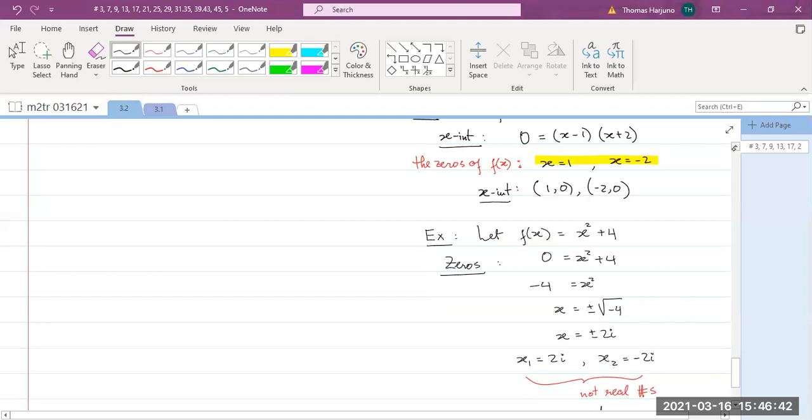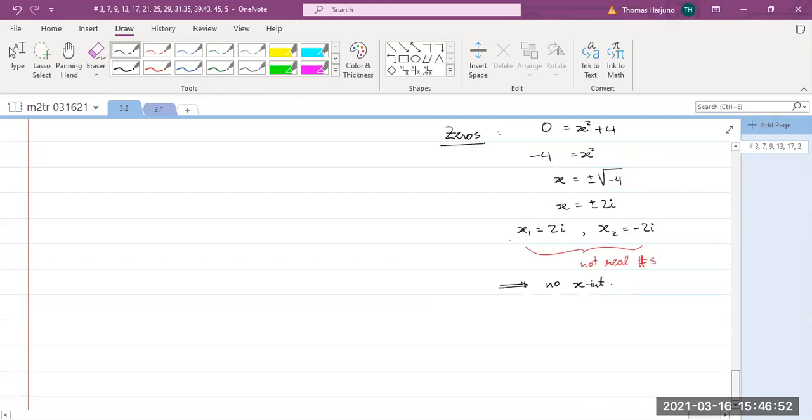Now, an x-intercept has to be a real number, comma 0, so that you can plot it on the coordinate system, right? You cannot say the x-intercepts are 2i, comma 0, and negative 2i, comma 0. No, try to plot that on the coordinate system. It doesn't work. There's no such thing. There are no such coordinates on our coordinate system.